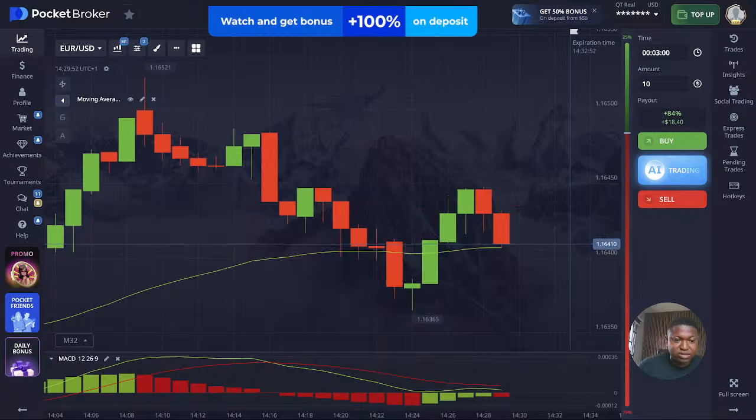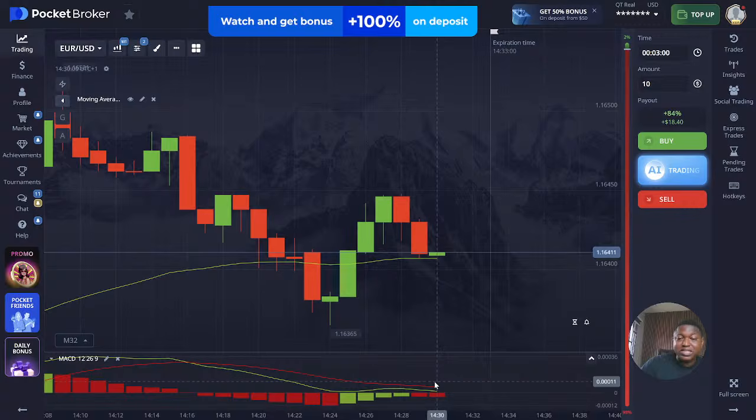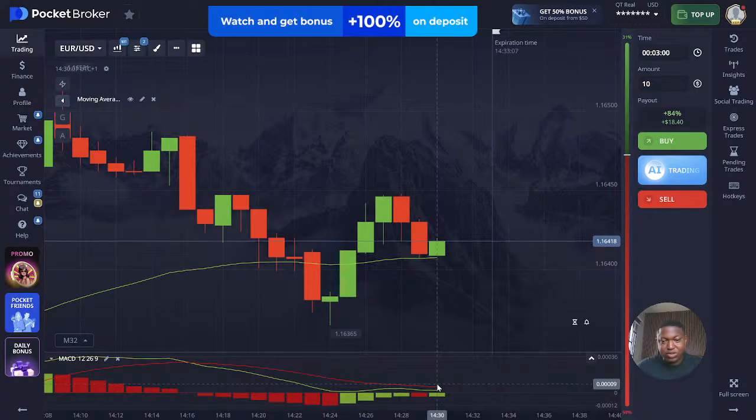So let's go back to the market. Let's go back to our trading. Okay, it's about to cross downwards, but the MACD is not actually crossing. The MACD is the problem. It doesn't want to cross.